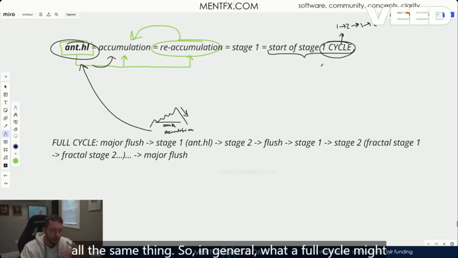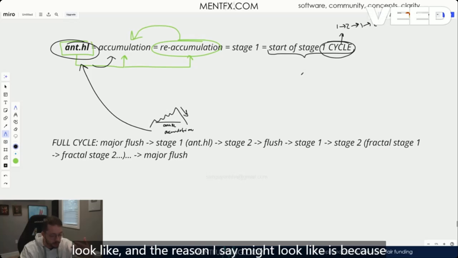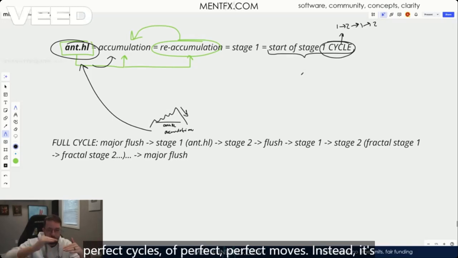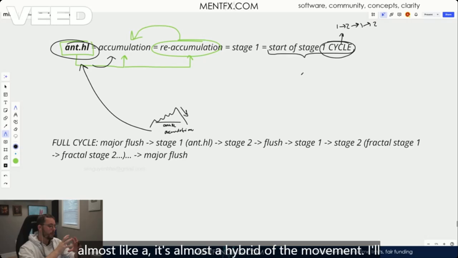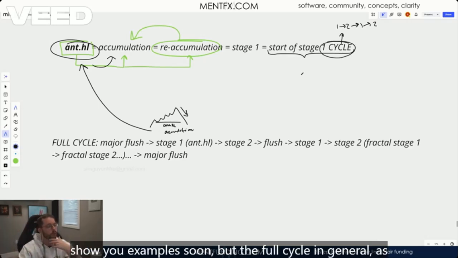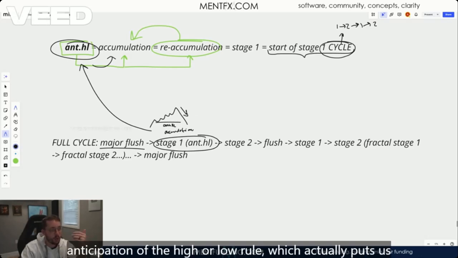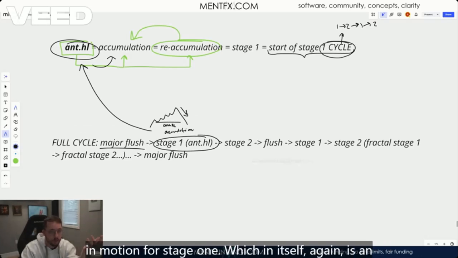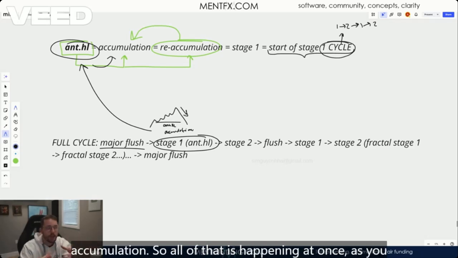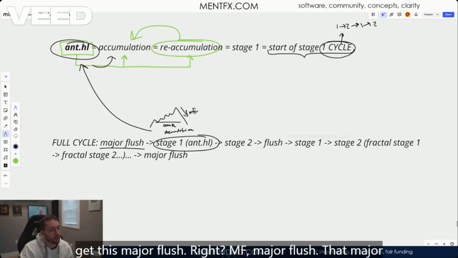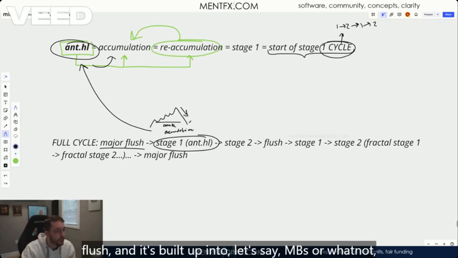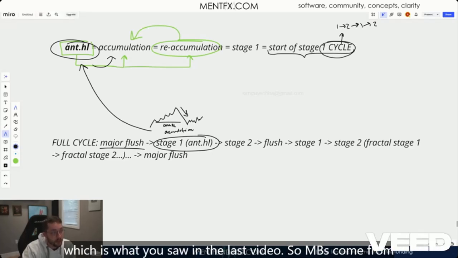So in general, what a full cycle might look like, and the reason I say might is because price does not deliver, as we all understand, in these perfect cycles of perfect moves. Instead, it's almost a hybrid of the move. And I'll show you examples soon. But the full cycle in general, as per the drawing we have here, is that you have a major flush. The major flush is what creates the potential anticipation of the higher low rule, which puts us in motion for stage one, which in itself is an accumulation. So all of that is happening at once as you get this major flush, MF, major flush. That major flush and its build up into, let's say, MBs, which is what you saw in the last video.